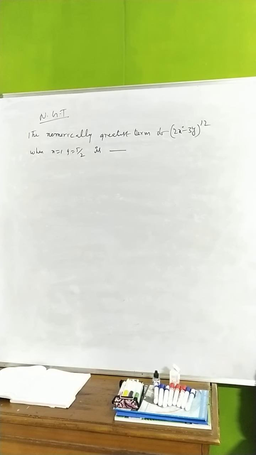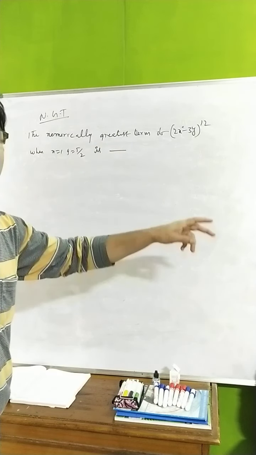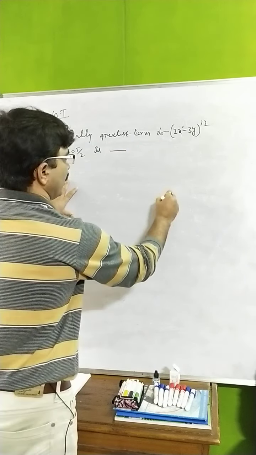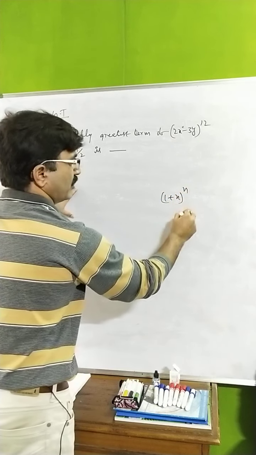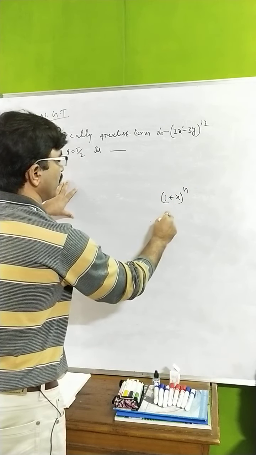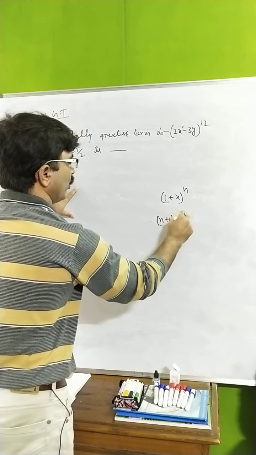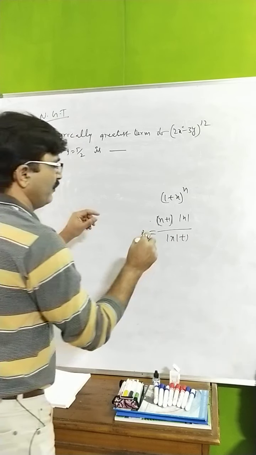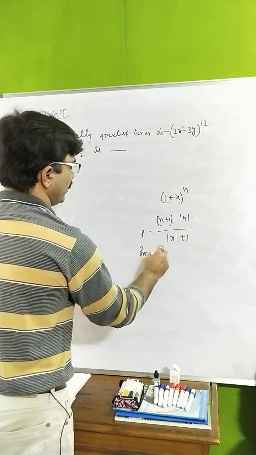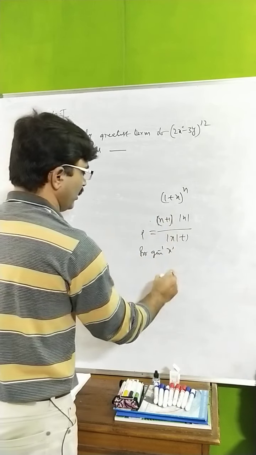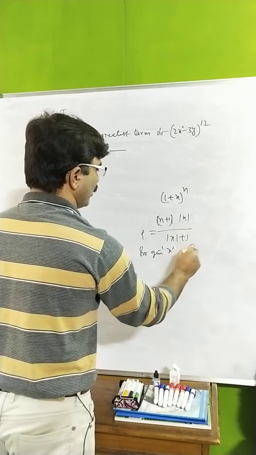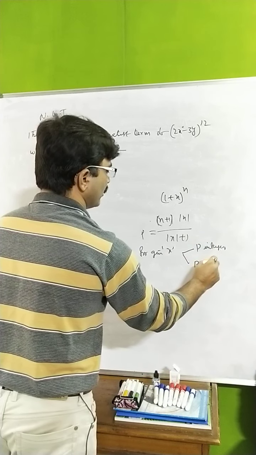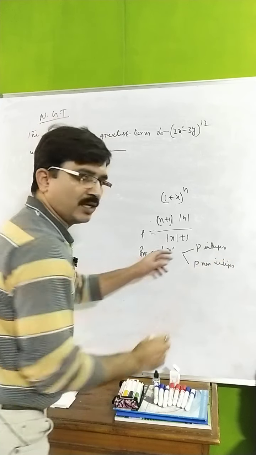See here student, now we are going to discuss about numerically greatest term. Here also two types of questions are there. What is the numerically greatest term of this? Please remember the formula. I would like to repeat, (1 plus x) whole to the power of n. In this expansion you can write here (n plus 1) mod x divided by (mod x plus 1). If you say that this is p, for given x, if you substitute here, you got two cases. P is integer, or P is non-integer.